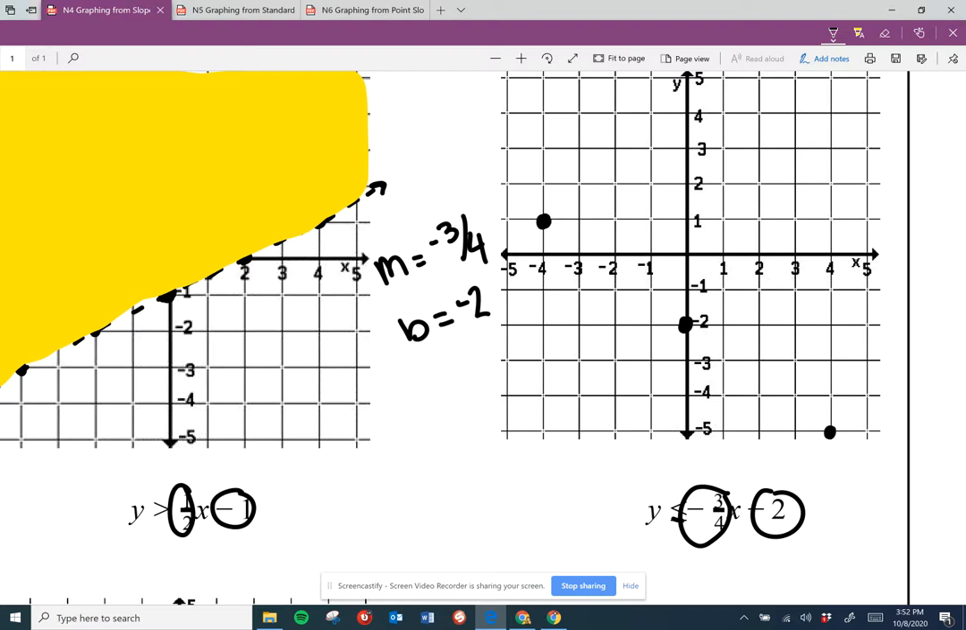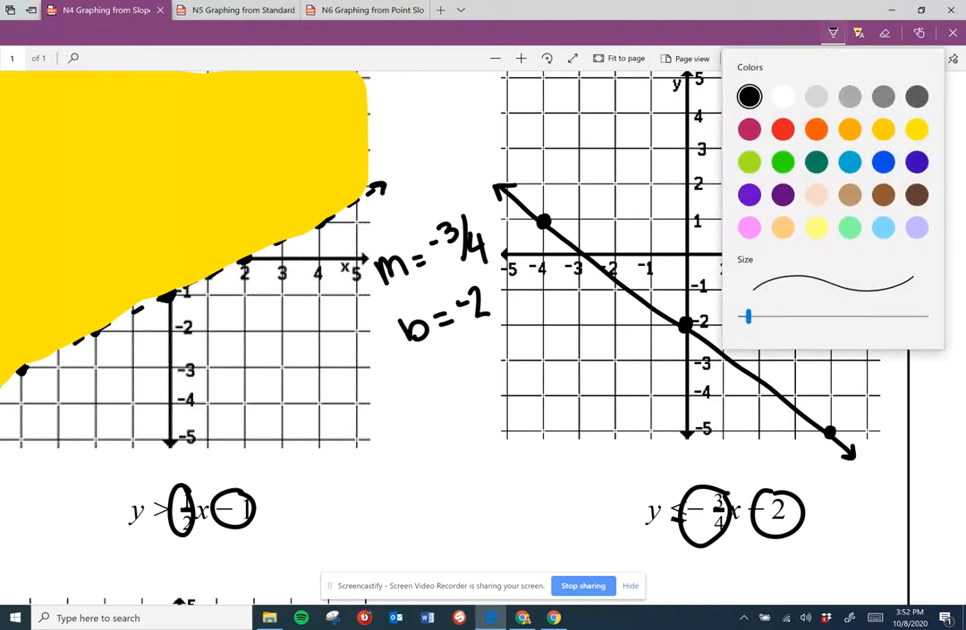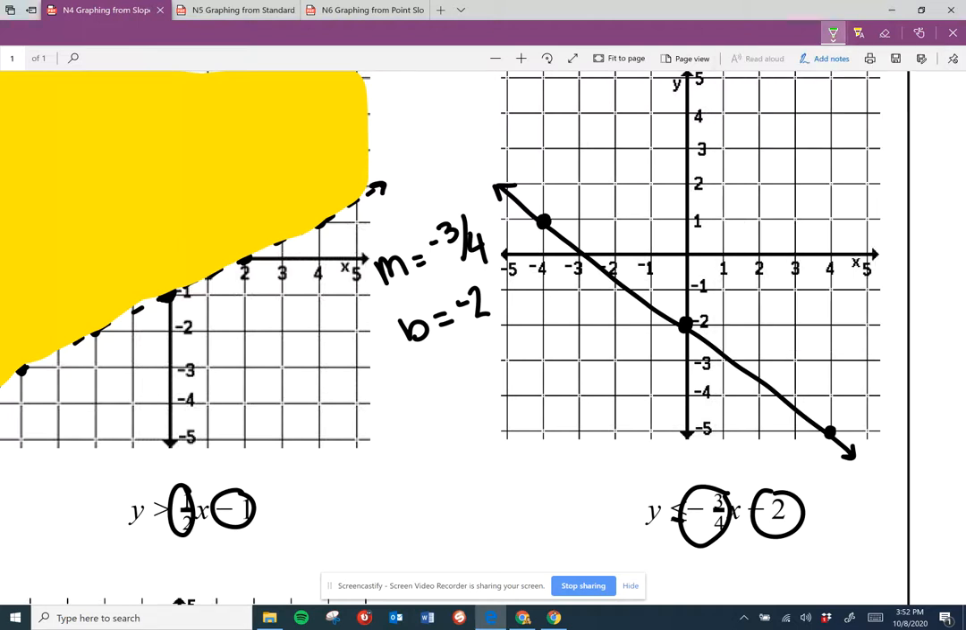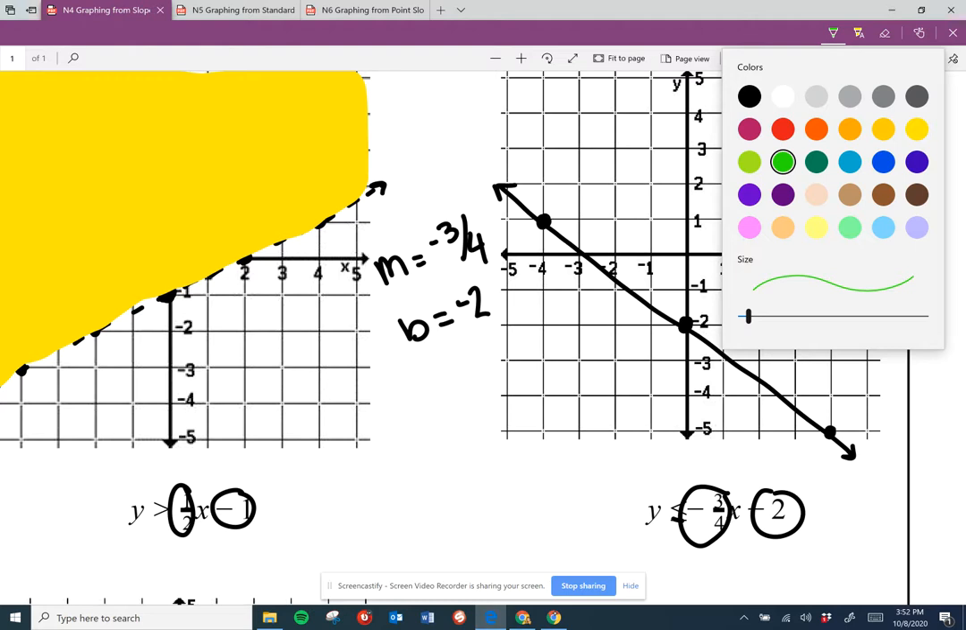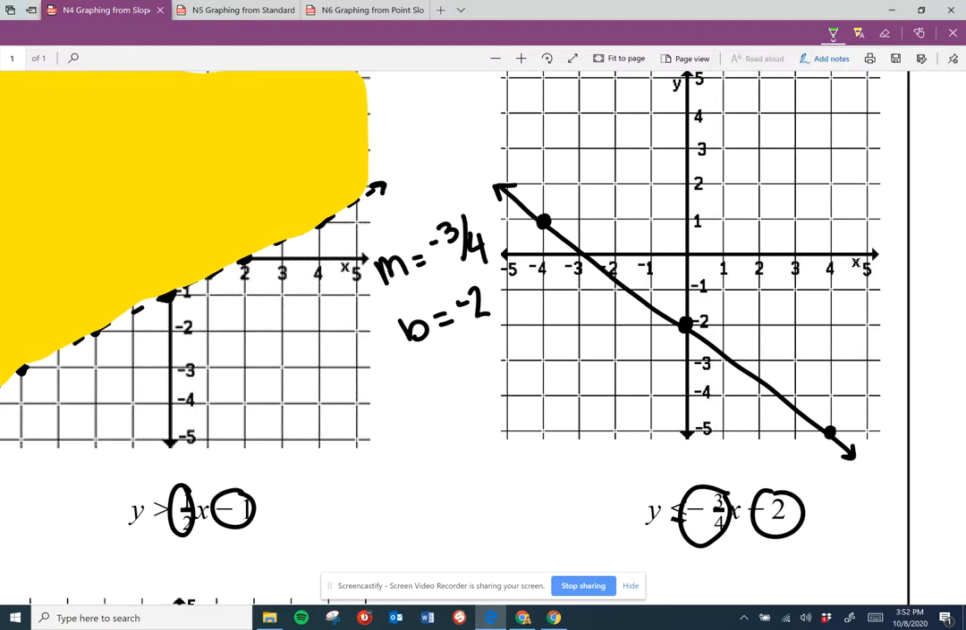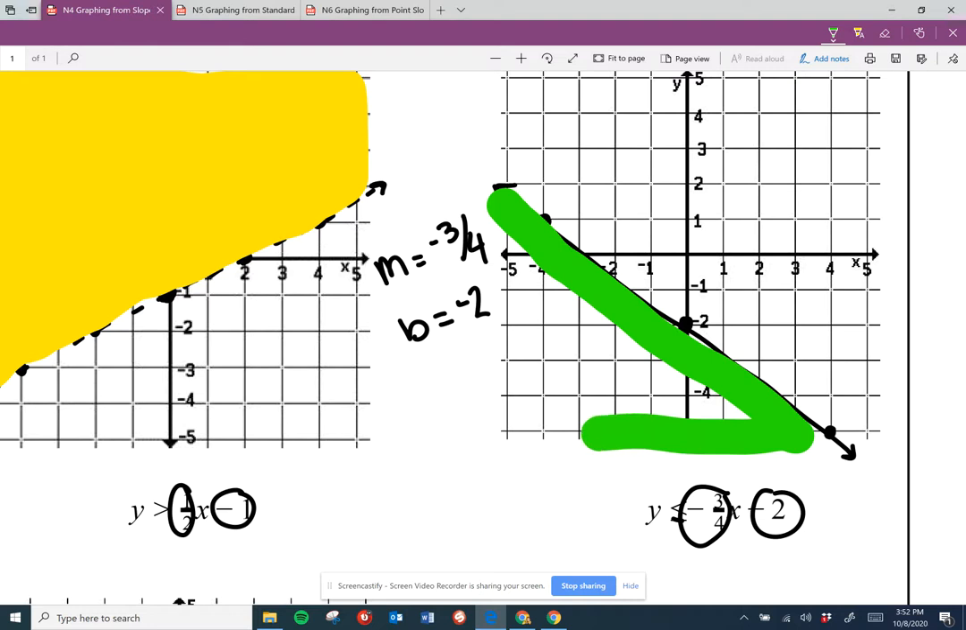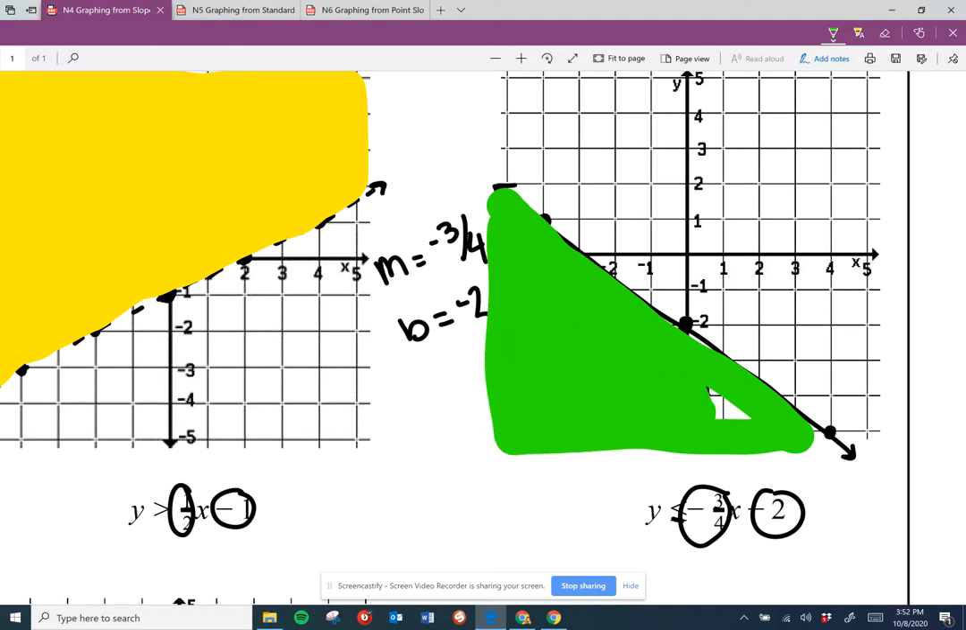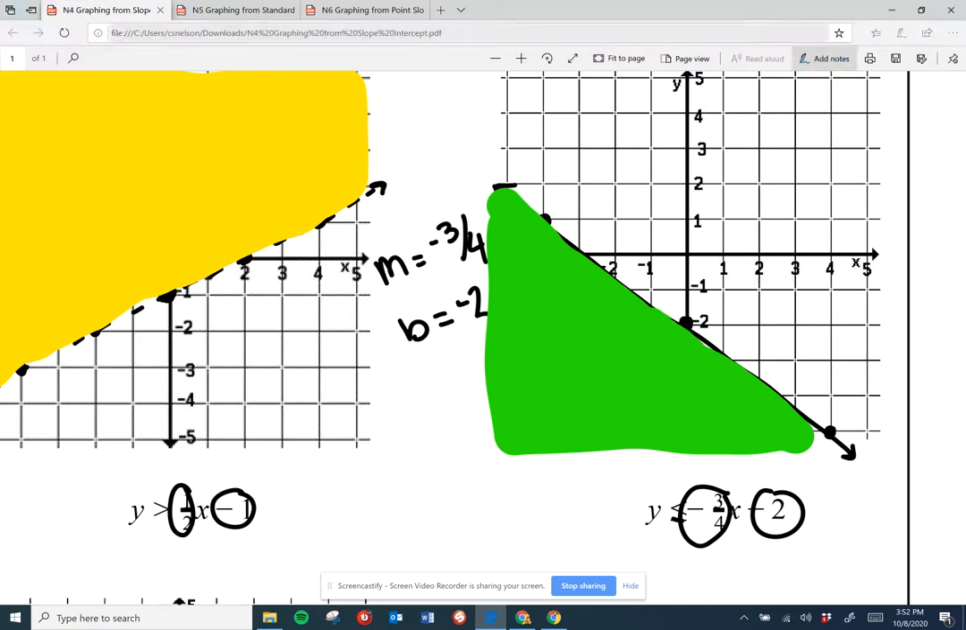Okay, this does have the equal to line underneath it. So if it has the equal to, it is going to be a solid line. And then because it is a less than, I'm going to shade below. Okay, so I'm going to do green for less than. It doesn't matter the color. I was just trying to draw a little bit of a difference there. Then I'm just going to fill that in like that. Okay, everything underneath the line is going to be filled in there.